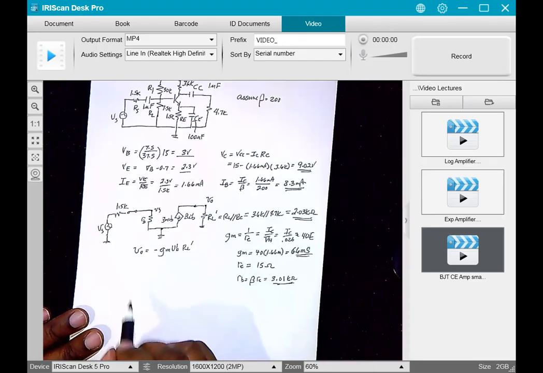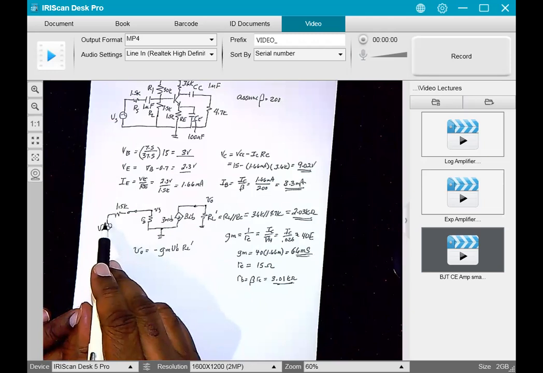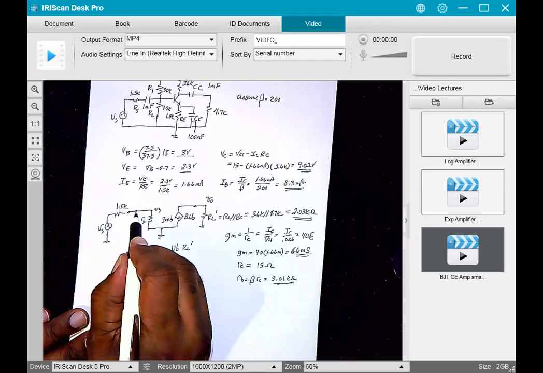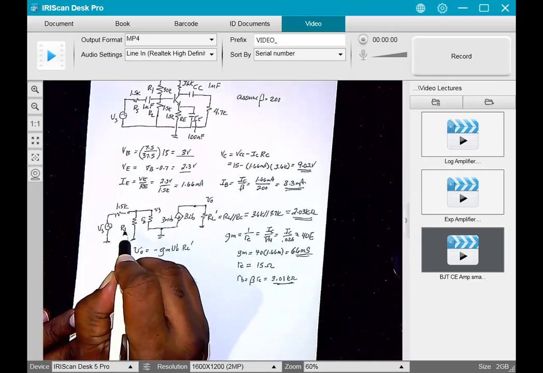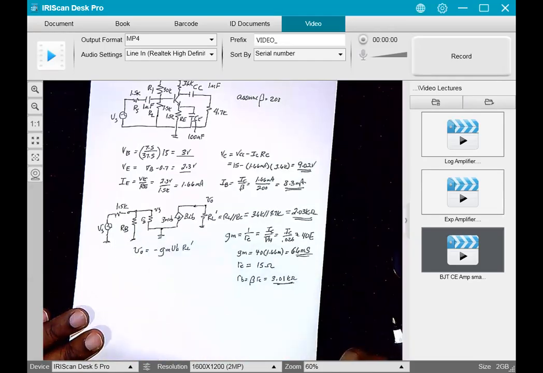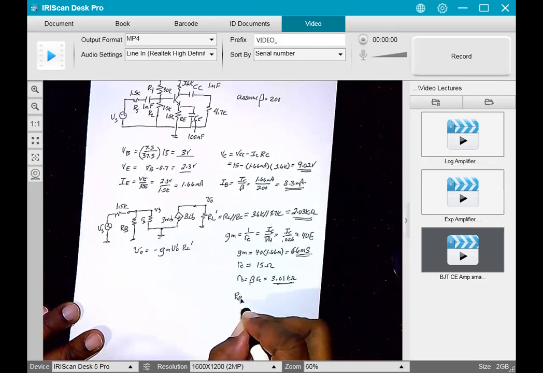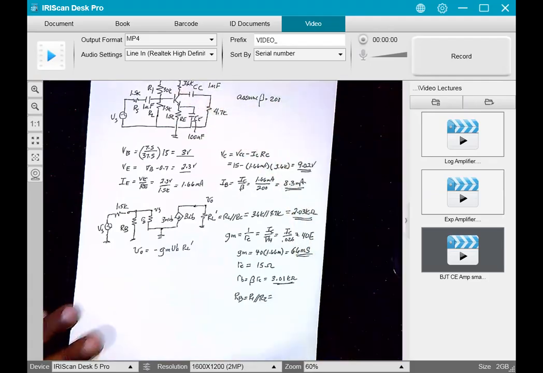So here's my Vout. The only thing I need to do now is find my VB in terms of VS. Oh, I'm sorry, I left something out. Y'all didn't catch me. A big RB, which is R1 in parallel with R2. So over here, RB is equal to R1 in parallel with R2. That's 7.5K in parallel with 30K.